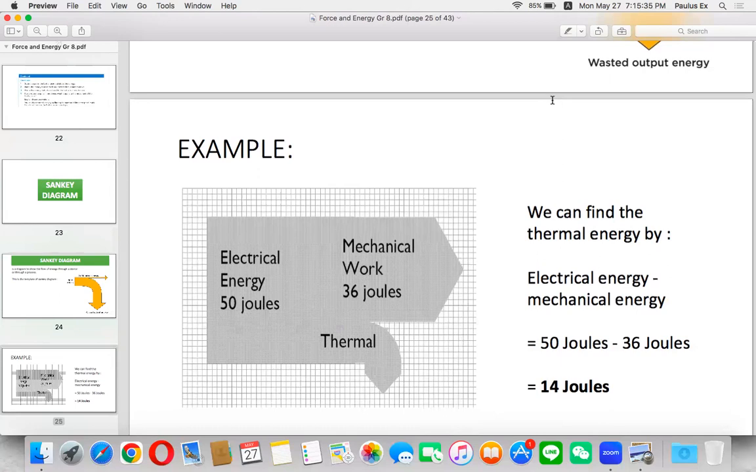Okay, here the thermal energy formula is electrical energy minus the mechanical energy. Sir, I don't know how this works, sir. Yeah, we just look at the pictures.